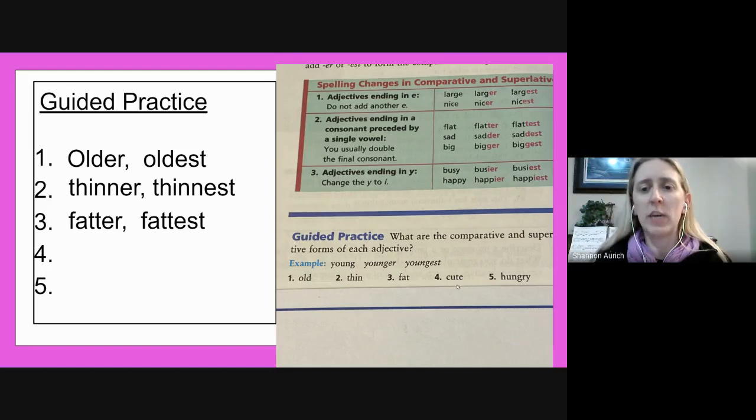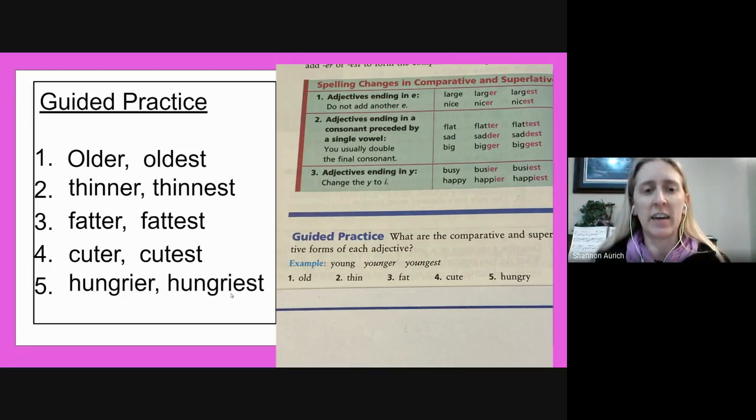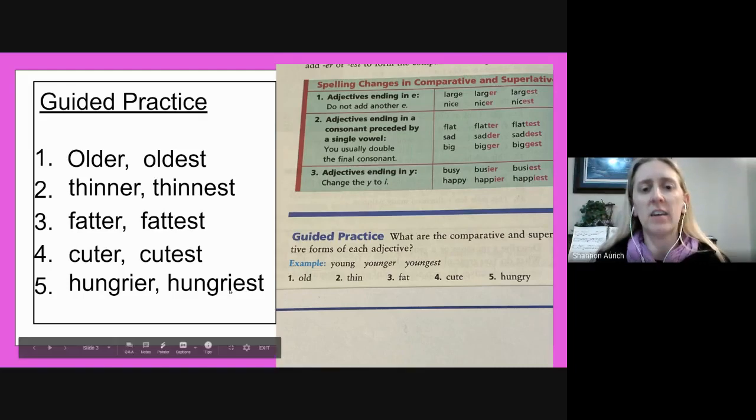And number four, cute. We have a T and then an E. Remember, we don't put a second E in there. The E is already done for us. So cute changes to cuter and cutest. Just add the R, just add the ST. And then hungry ends with a Y. Remember the rule is change the Y to I and then add the ending. So hungrier, change the Y to I and add ER. And hungriest, change the Y to I and add EST.